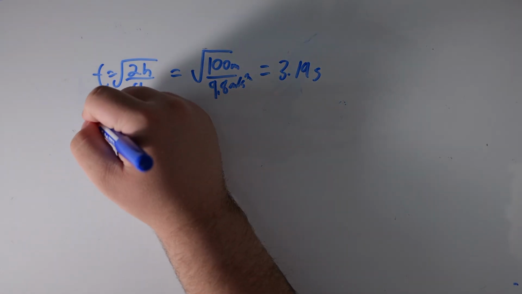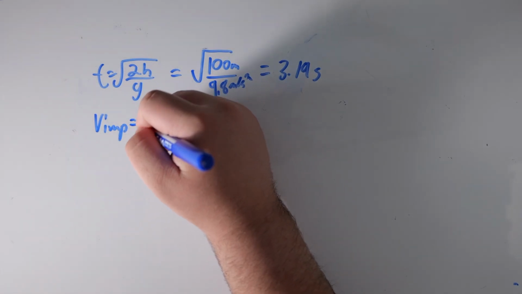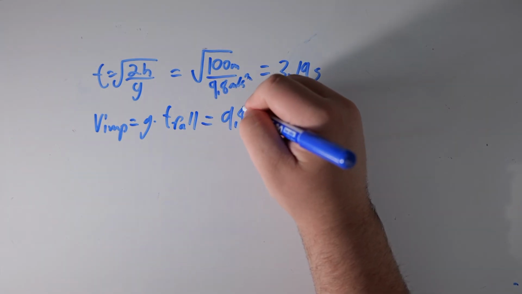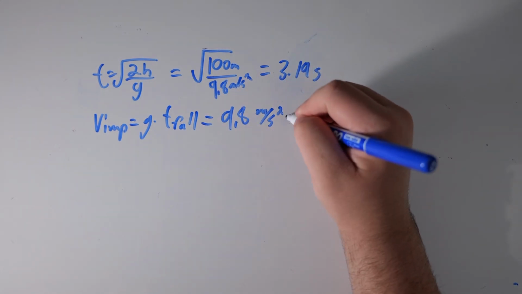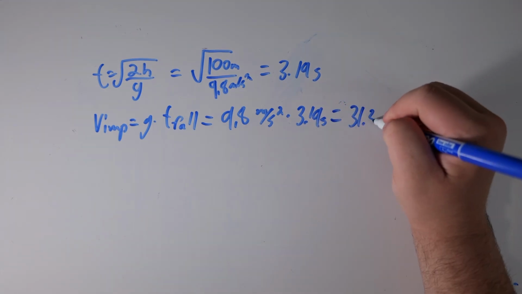Then we can find the vertical impact speed. Vertical impact speed equals gravity times the time to fall. 9.8 meters per second squared times 3.19 equals 31.3 meters per second.